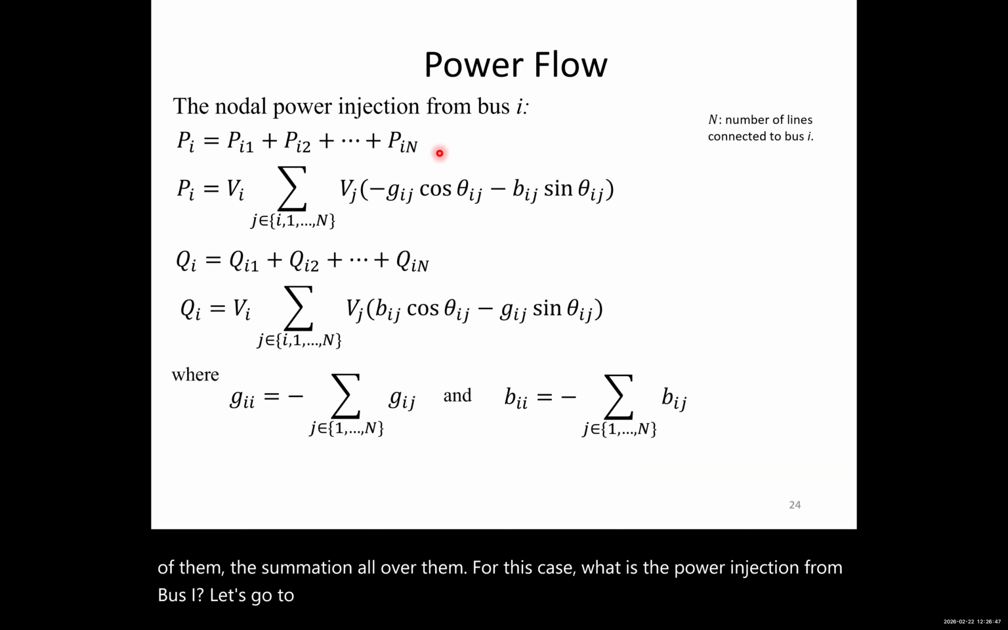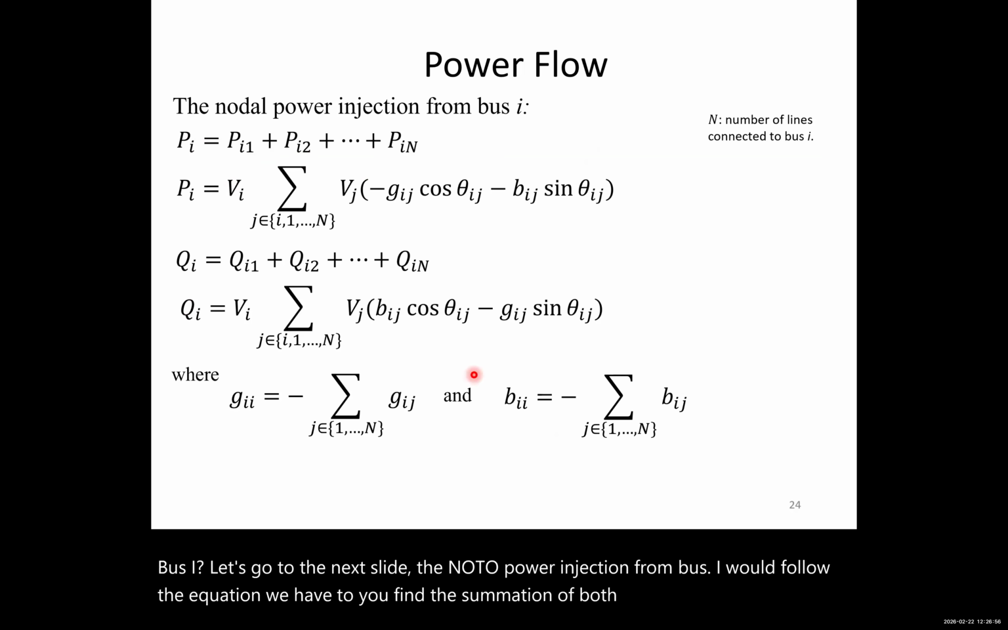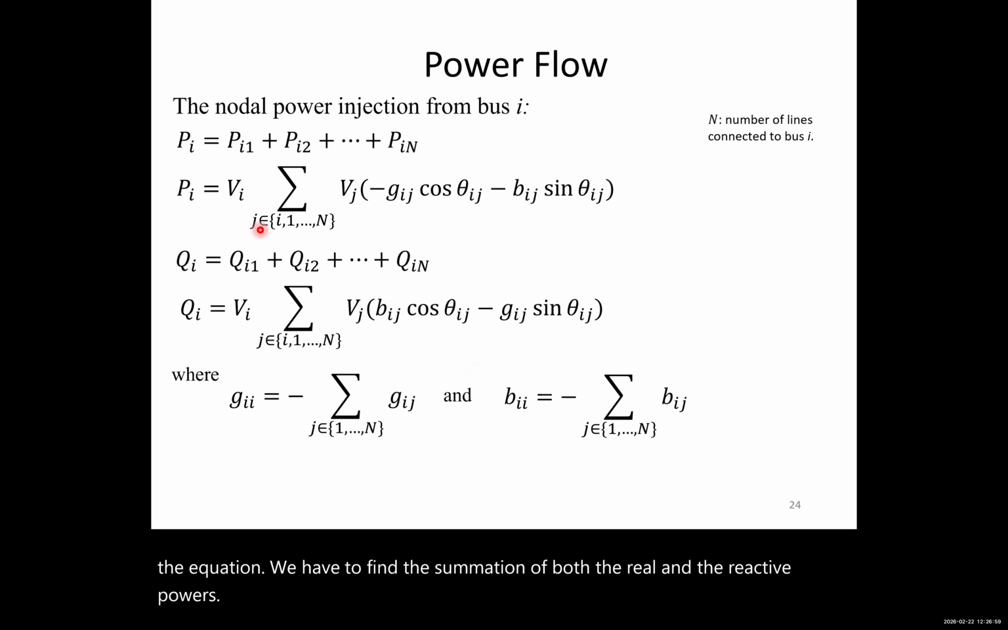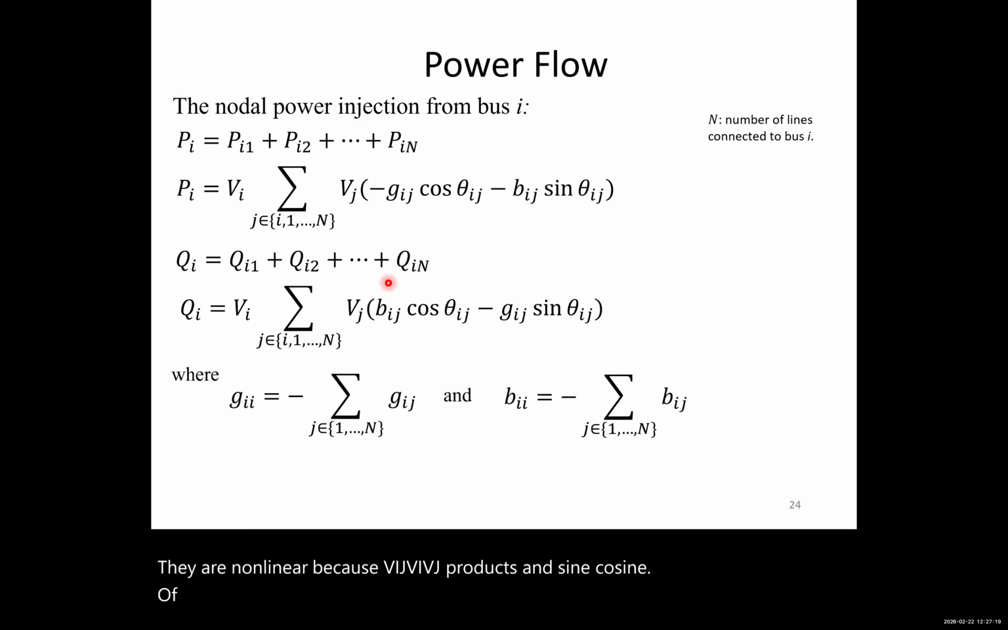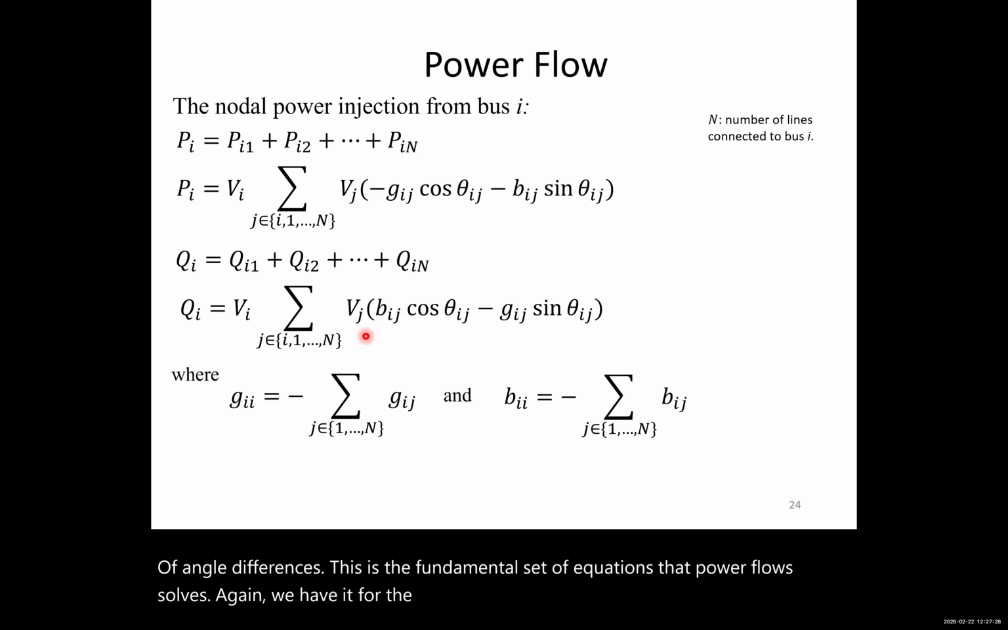The nodal power injection from bus i would follow the equation. We have to find the summation of both the real and the reactive powers. Now, these equations compute Pi and Qi at each bus as a sum over neighboring buses. They are nonlinear because of Vi and Vj products and sine and cosine of angle differences. This is the fundamental set of equations that power flow solves. Again, we have it for the real power, reactive power, and we have the sine and cosine.